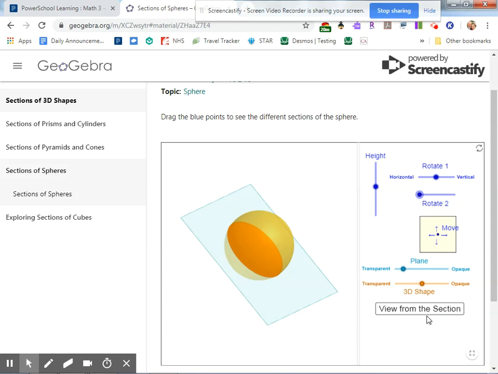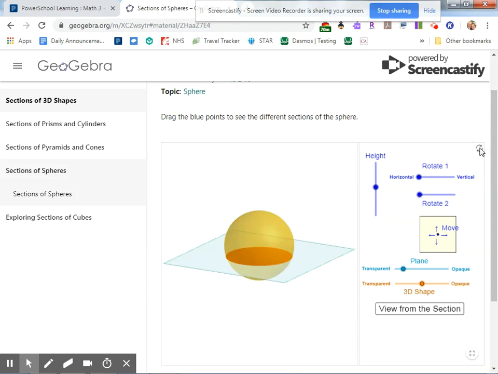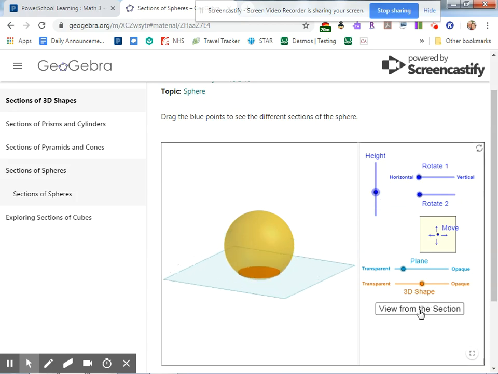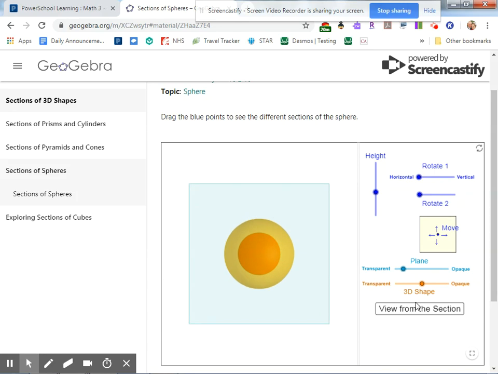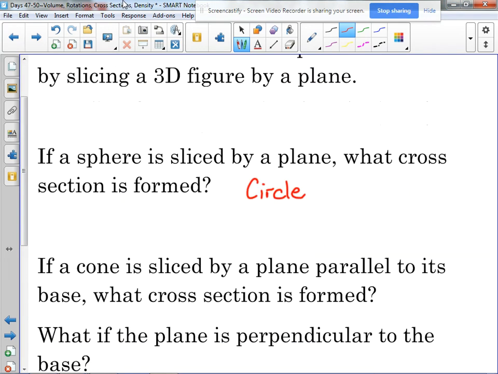So once you do that, you can click right here and it says view from the section, and it's going to turn it around and show you the shape. That is the cross section right there. You can reset it up here in the corner. You click the little reset button. And if you want to, let's move it back towards the bottom here. Let's look at it, see if anything changes. It's a smaller circle, but it's still a circle, right? So that one's pretty easy.